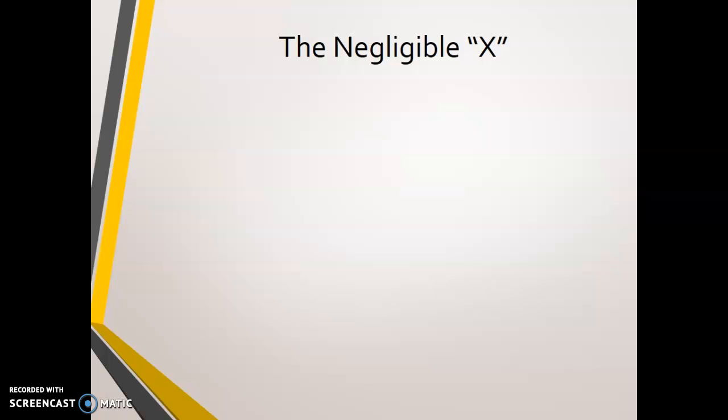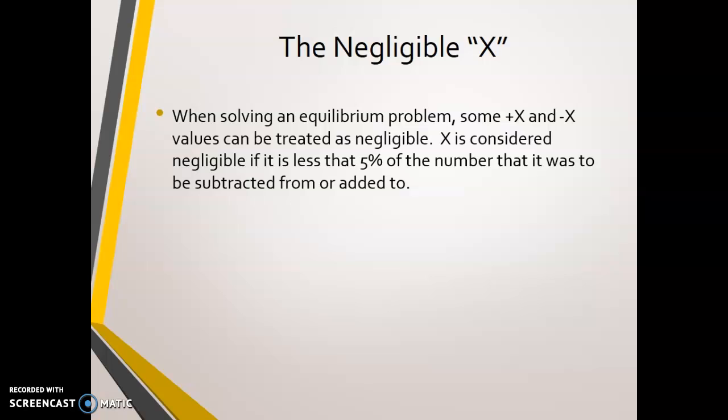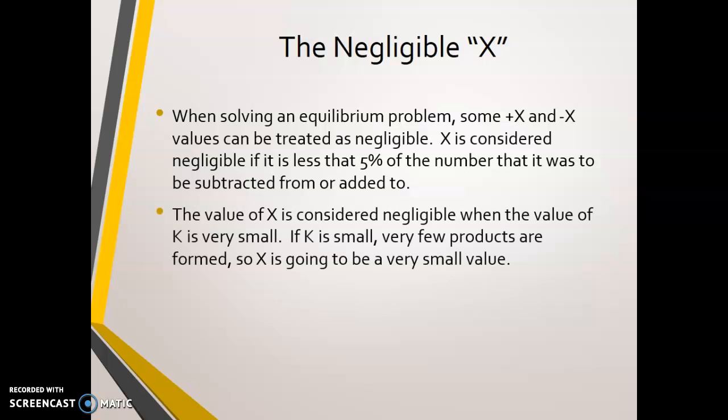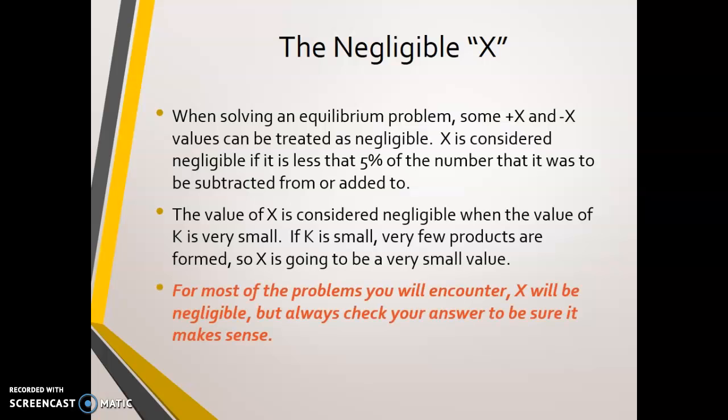Okay, so the negligible x. This is what happens when you don't have a perfect square. When solving an equilibrium problem, some plus x and some minus x values can be treated as negligible, meaning that they're really, really small. So x is considered negligible if it's less than 5% of the number that it was to be subtracted or added to. The value of x is considered negligible when the value of K is very small. If K is small, very few products are formed, so x is going to be a very small value. For most of the problems you will encounter, x will be negligible, but always check your answer to make sure it makes sense.